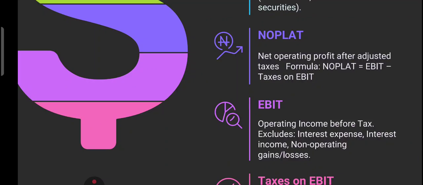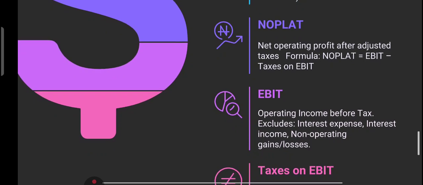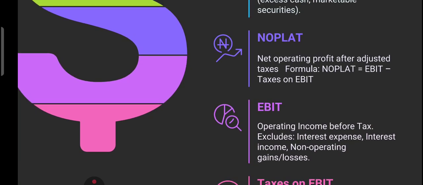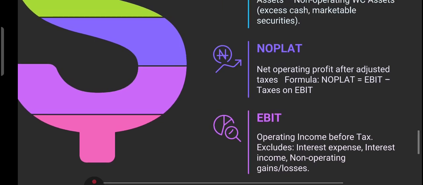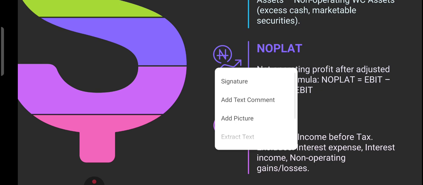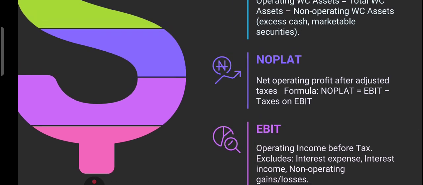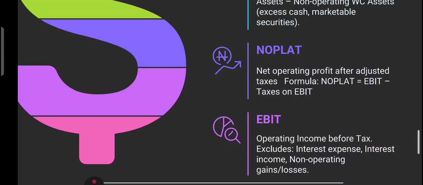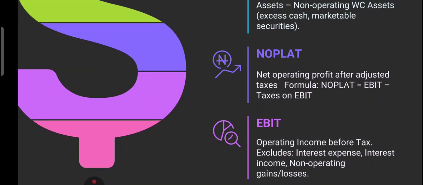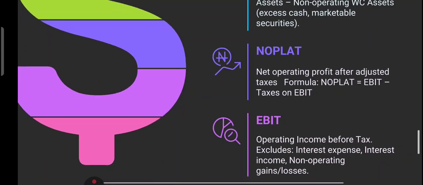Then we have NOPLAT, net operating profit less adjusted tax. Fancy name but simple idea. It is the actual profit the company made from running its business after paying the normal tax. So after doing business and paying tax, how much real money is left? That is called NOPLAT. The formula is quite simple: EBIT, earnings before interest and tax, minus tax on EBIT, that is called NOPLAT, net operating profit less adjusted tax.